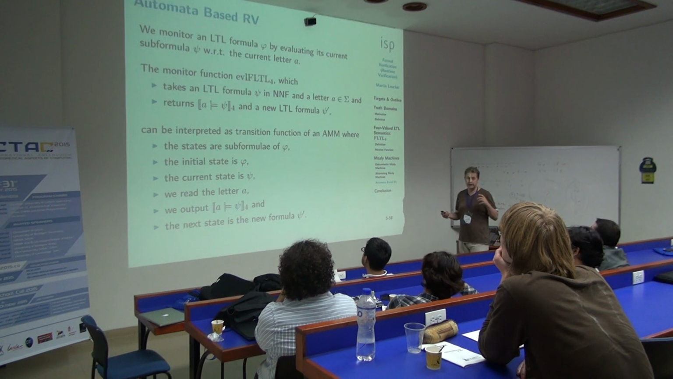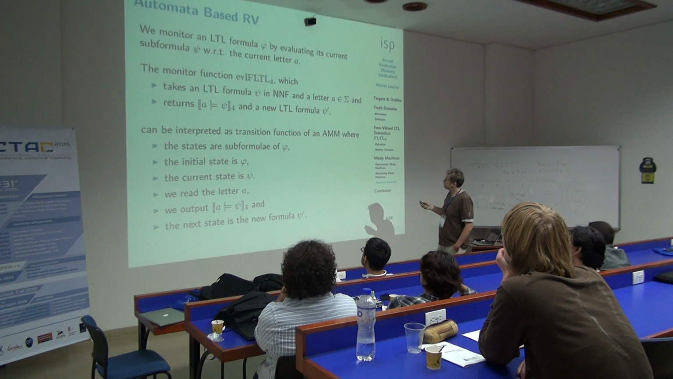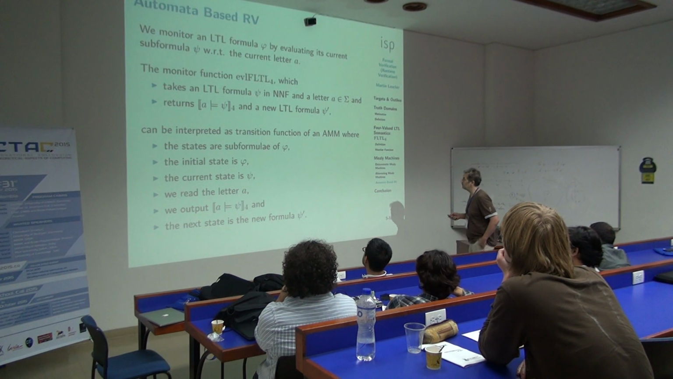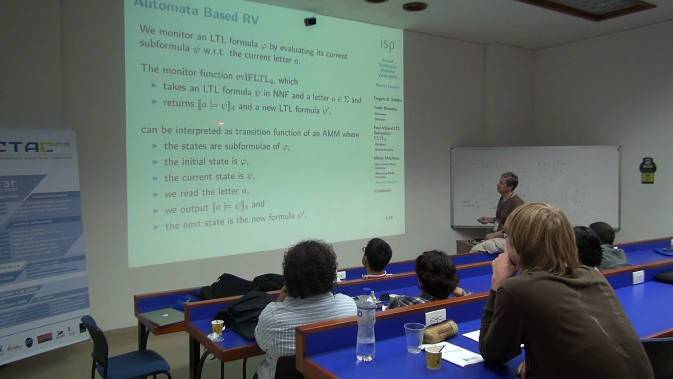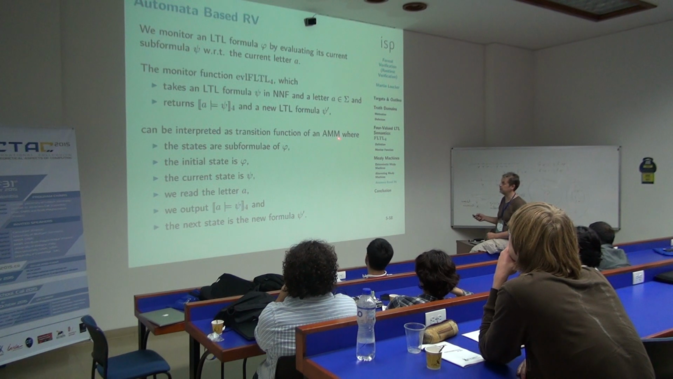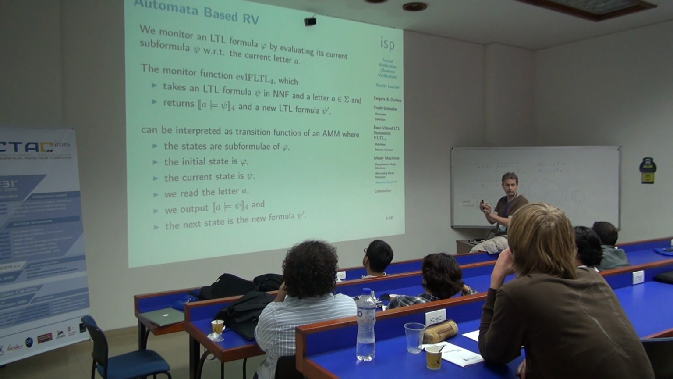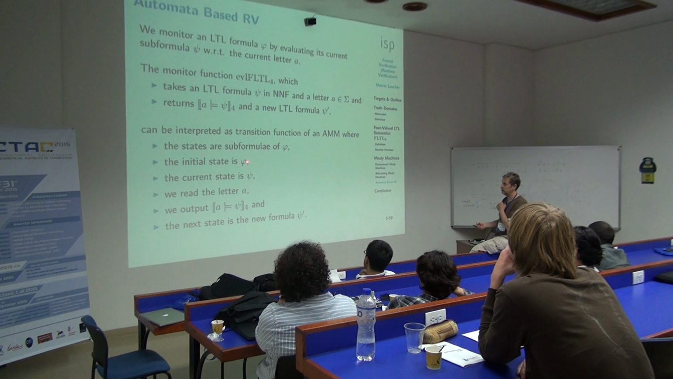So how do we translate now a given formula into a monitor? We had our eval procedure, which takes a formula in negation normal form and takes a letter and returns the truth value and a new formula. So we can interpret that as a transition function of an alternating Mealy machine. And what is the initial state? Well, the initial state of this automaton is the formula that we start with. It's the formula that we want to check.